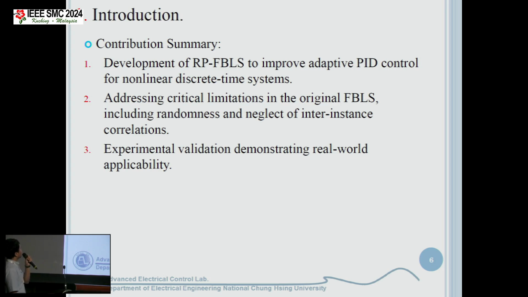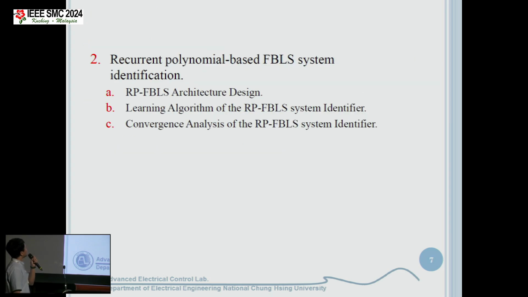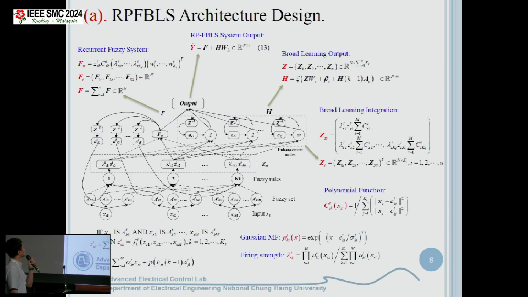And the contribution summary is written in these 3 things. We are going to the second section, which is the recurrent polynomial-based ABLS system as a system identification, where we will have 3 subsections later.